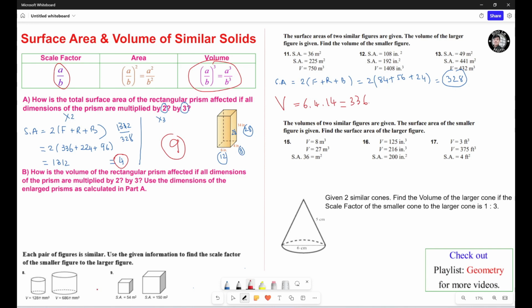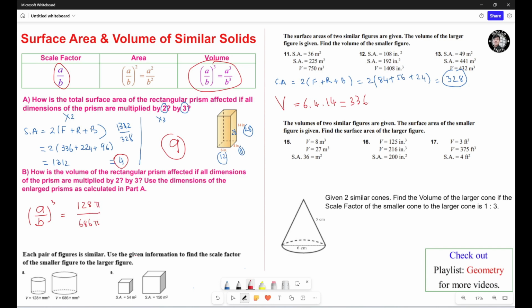Alright, let's move on to number 8. Each pair of figures is similar. Use the given information to find the scale factor of the smaller figure to the larger figure. Alright, so we use the formula right here. We have A over B cubed equals the ratio of the volumes. So it's volume right here, smaller to larger. So it's going to be 128 over 686 pi right here.